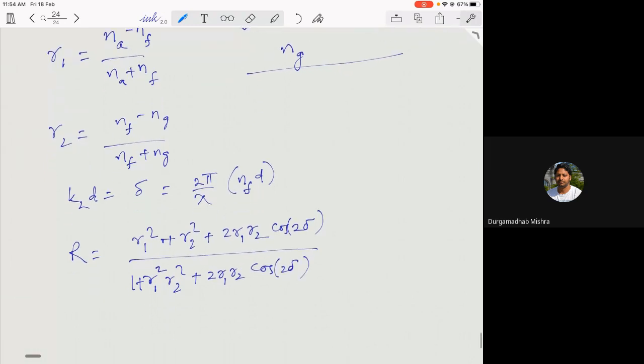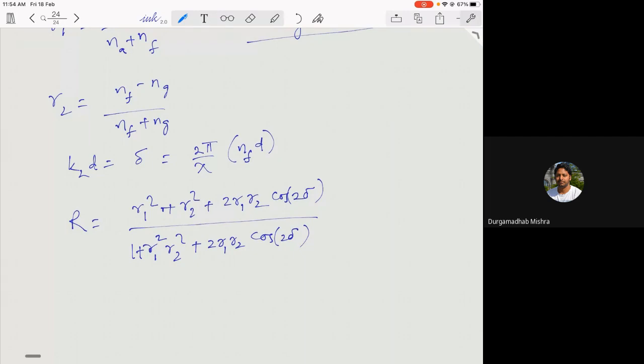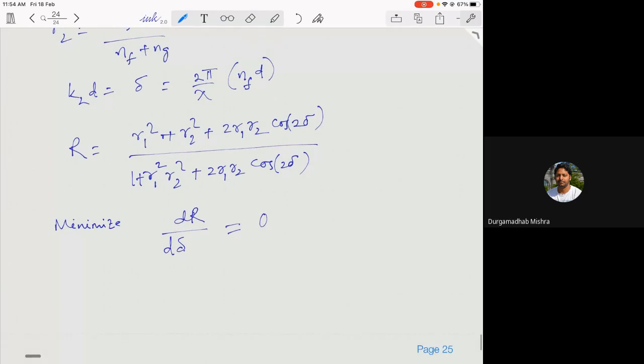So now our aim is to minimize this reflectance. To minimize, dR by d delta should be equal to 0, and you calculate the condition at which this happens. You will find that when cosine of 2 delta is equal to -1, this is the condition for the minima. So that means your delta should be pi by 2. So for delta pi by 2, you have this condition.